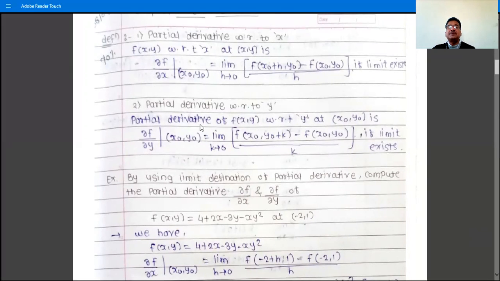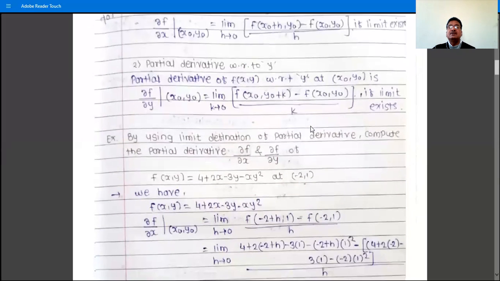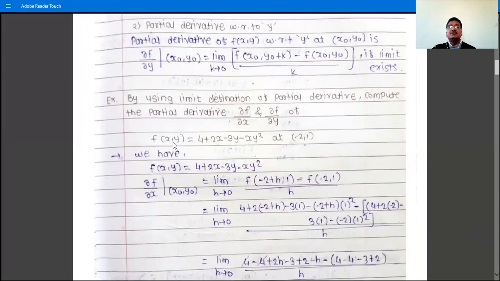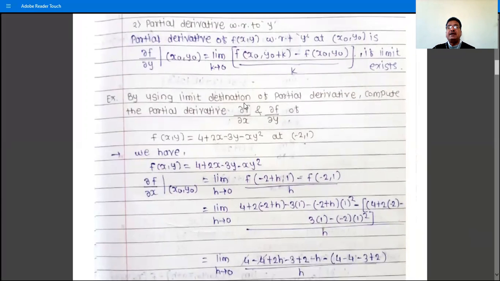And the partial derivative with respect to y is what? ∂f/∂y at (x naught, y naught) is the limit as k tends to 0 of f of (x naught, y naught plus k) minus f of (x naught, y naught), divided by k, if the limit exists. Here is x naught plus h, here is y naught plus k. So this is the notation for partial derivative with respect to y, ∂f/∂y at (x naught, y naught), or ∂f/∂y in brackets, denoted by f suffix y.